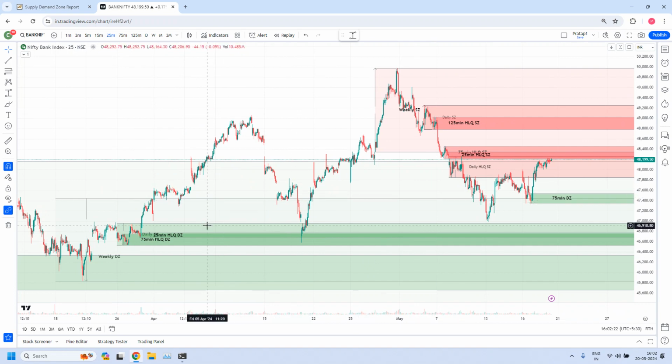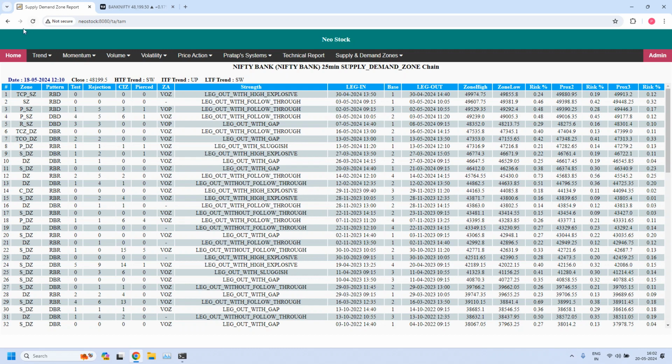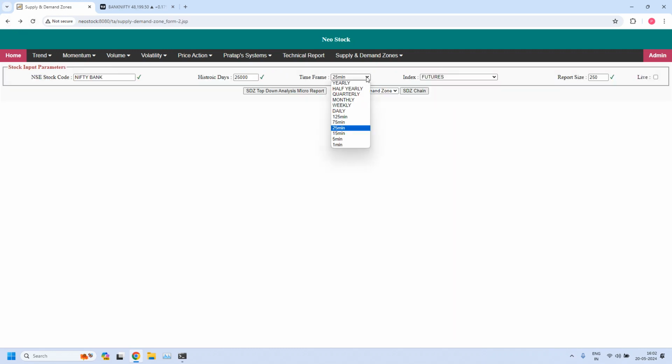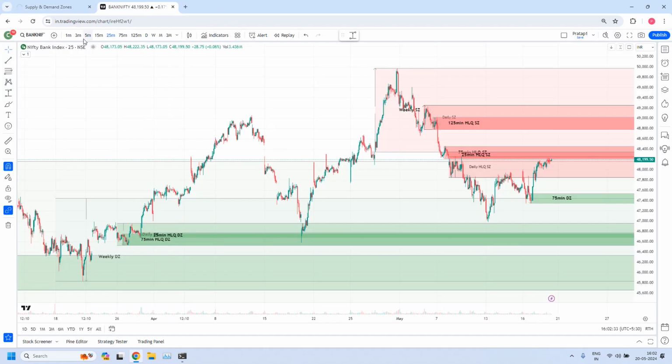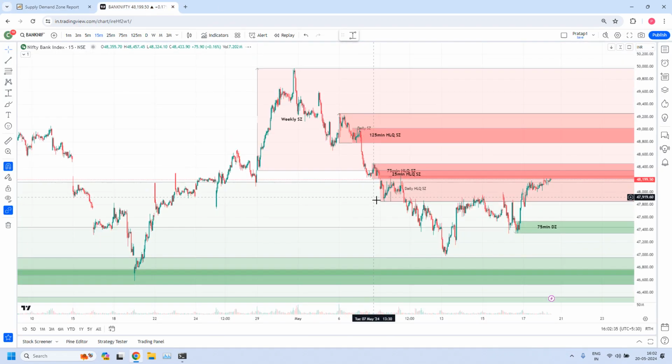So I am not going much deep into the 25 minutes time frame. Our focus is on 15 minutes. So I'm changing to the 15 minutes time frame and generating the chain. Here also let me change the time frame in the chart. Now we are in the 15 minutes chart.